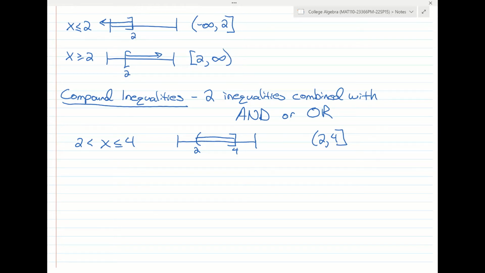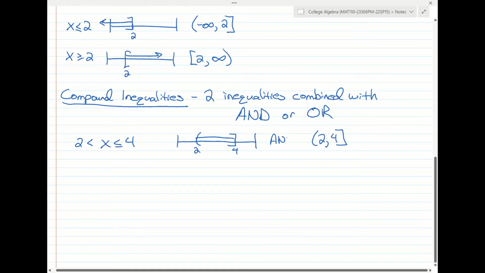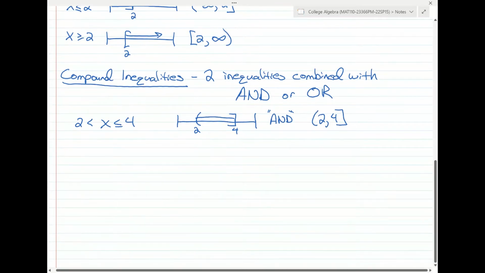So that's how you would write it using interval notation. This is an example of an "and" inequality. And again, we'll talk more about that in the next section. I wanted to talk about graphing while we're on the topic.